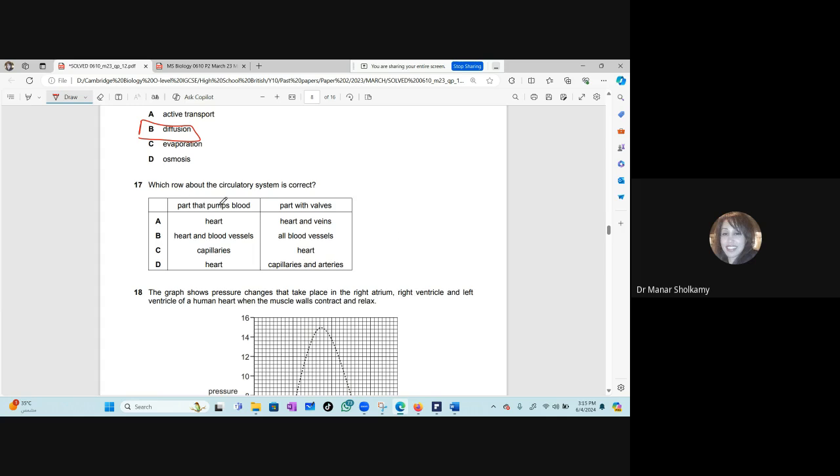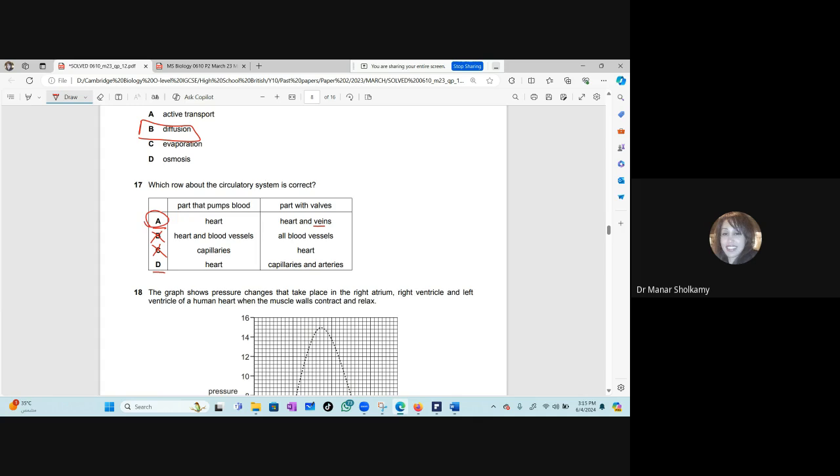What is the part that pumps the blood? If you have a question that is confusing you, what pumps the blood? Heart. Aorta. Heart. So the answer is either A or D. I'm going to not even look at B and C so that I save time. Now, the part with valves, heart and veins or capillaries and arteries? Heart and veins.